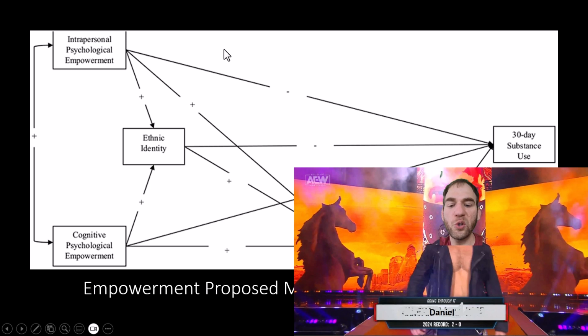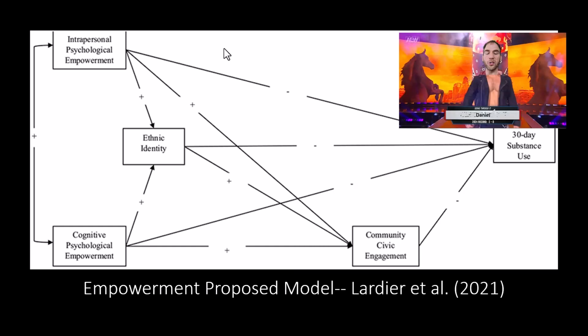So without getting too deep into stats nerdland, mediation can be thought of as the third variable between a correlation. So say variable A is correlated with variable B, and the question is then why? What are the underlying processes that explain the correlation between those variables? That's the idea of mediation. So in this case, the mediation variables are ethnic identity and community civic engagement.